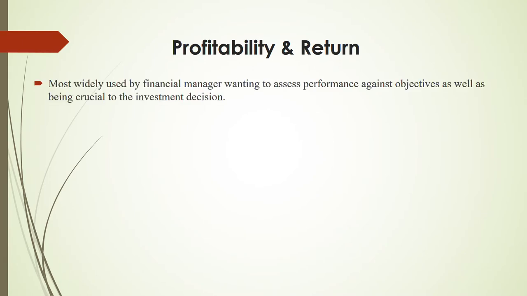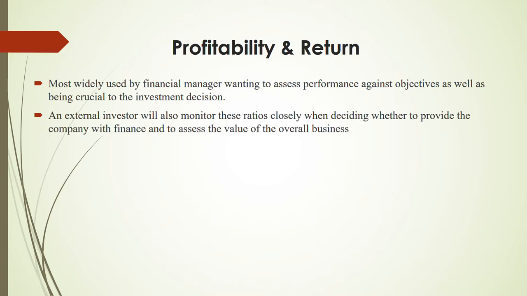Profitability and return. This is most widely used by financial managers because they want to see the performance, how much profit. This also helps with investment decisions based on the profits. If an investment is making a huge amount of profit, definitely they will invest in that project. An external investor will also monitor these ratios closely when deciding whether to provide the company with finance and to assess the value of the overall business. Even in business valuation, they're using these ratios.